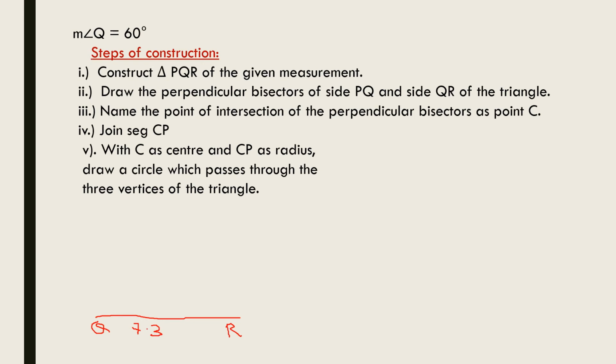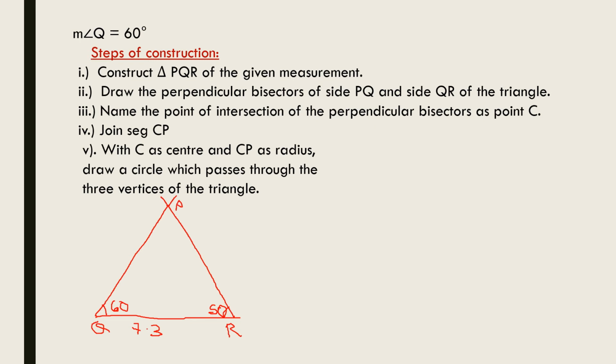Here draw the angle 60 degree, that is, draw the ray. This is 60 degree, by using your protractor. And angle R is equal to 50 degree. There also you have to draw, using your protractor, the ray at angle 50 degree. These two rays intersect at the point P. Therefore this is your triangle PQR.